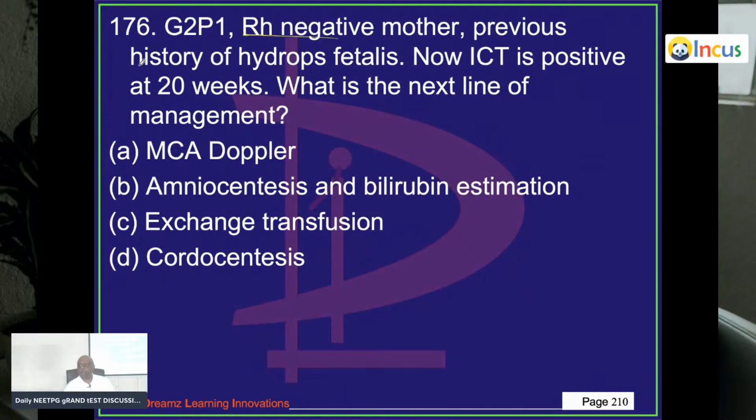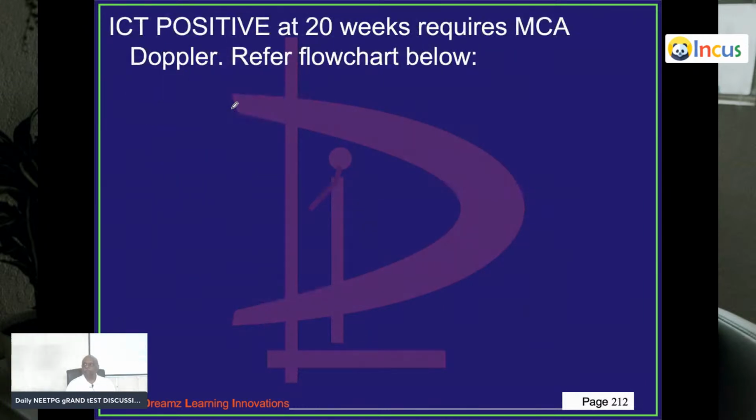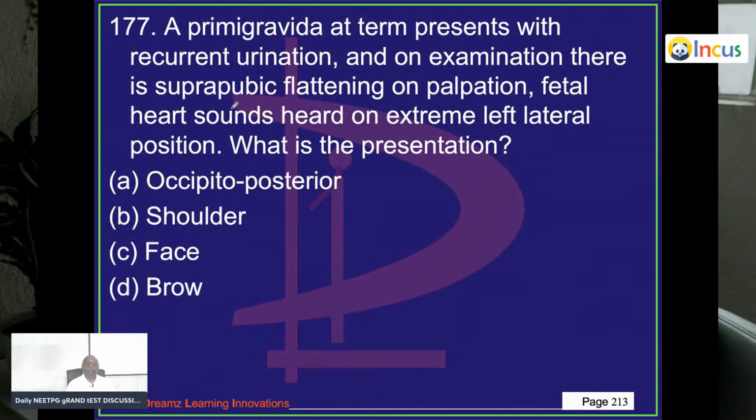G2P1 Rh negative mother, history of hydrops. Now ICT is positive at 20 weeks. What is the next line of management? Doppler of middle cerebral artery.